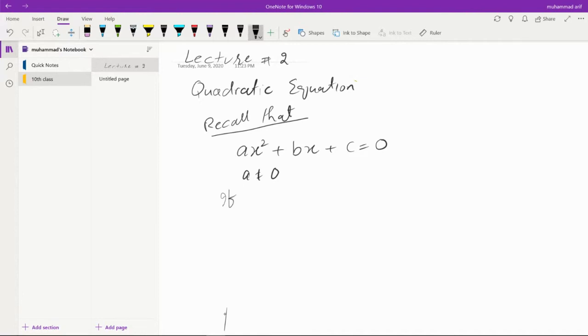If b equals to 0, then it becomes a pure quadratic equation. And we have solved questions related to pure quadratic equation and quadratic equation on page number 5, exercise 1.1, question number 1, last time. Now I start my lecture from question number 3.